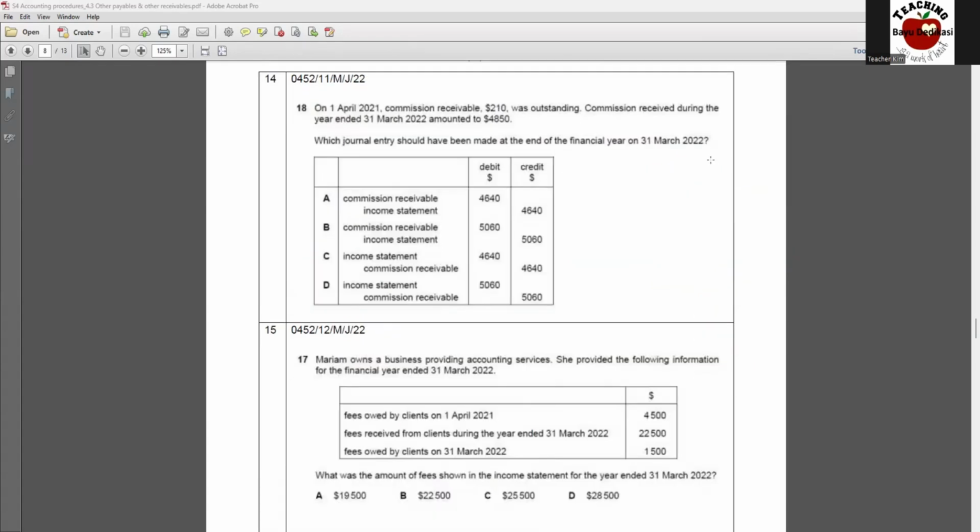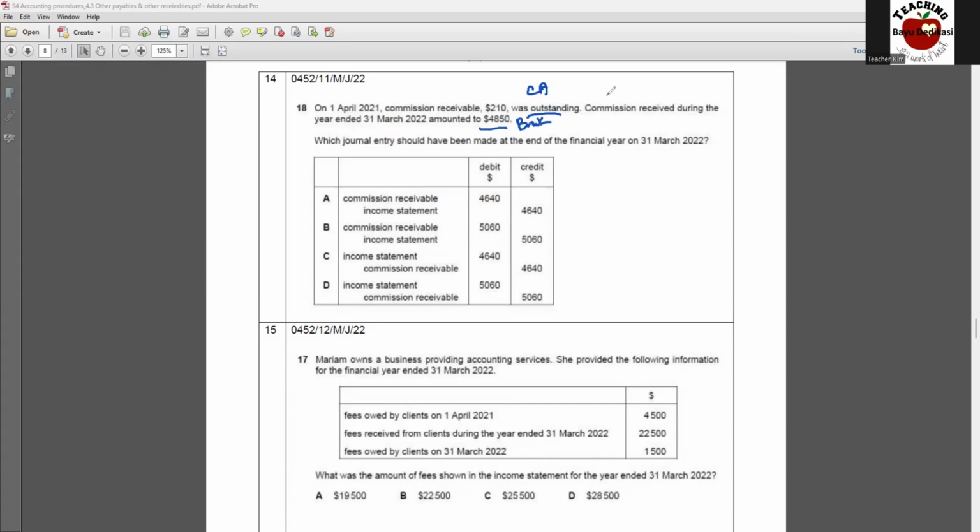Okay. On 1st April 2021, commission receivable, this is an income account, was outstanding. That means this is a current asset. Commission receivable during the year end amount. They say commission received, sorry, this is not income statement. This one amounted to, that means this is a bank amount.